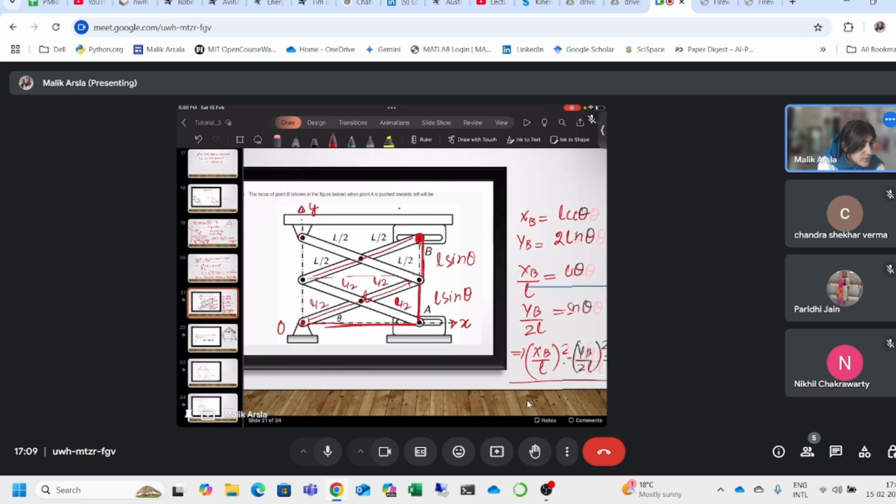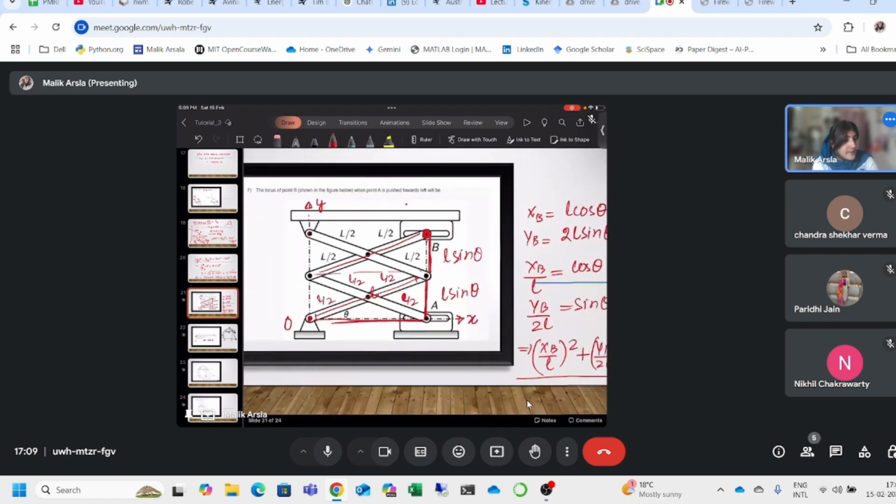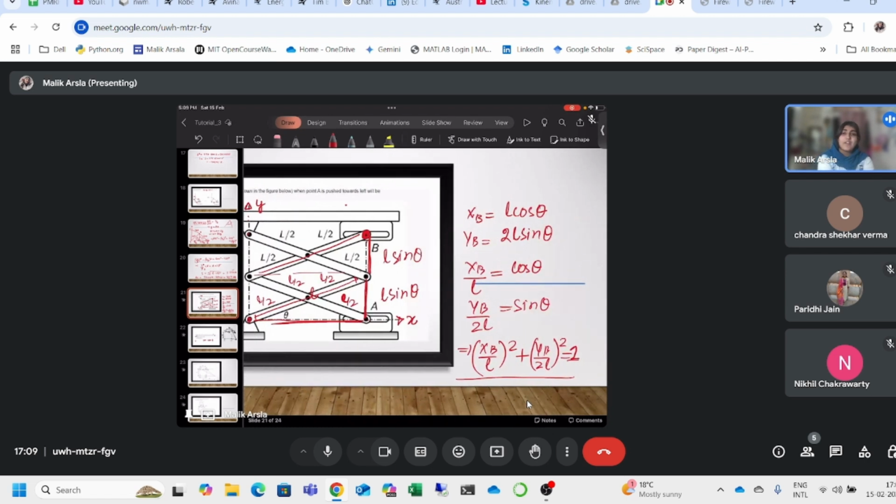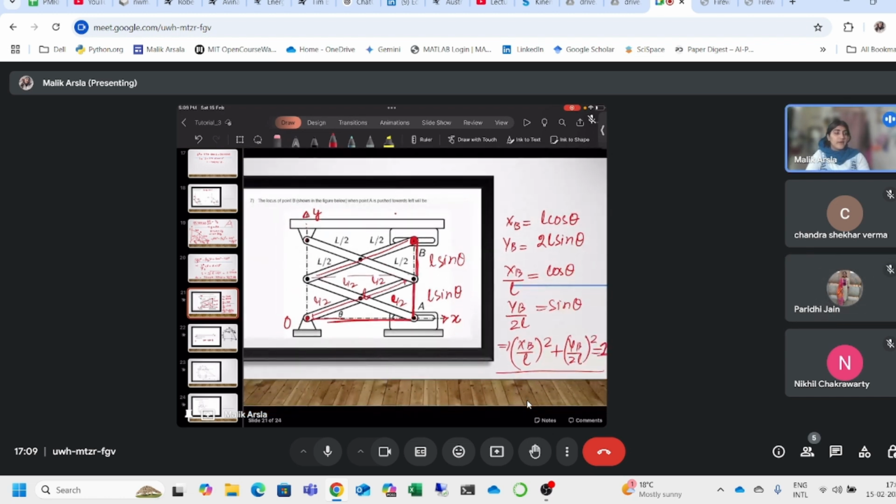So the question was the locus of point B, and basically this is the equation. You know that this is the equation of an ellipse, right? With L and 2L being the semi-minor and semi-major axes of the ellipse. Is it clear? So this is how you solve any problem where you have to figure out the locus of any point.